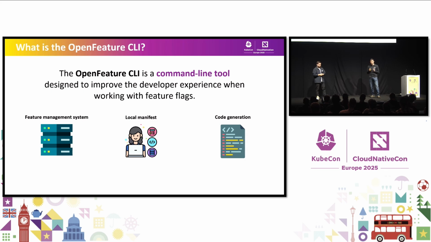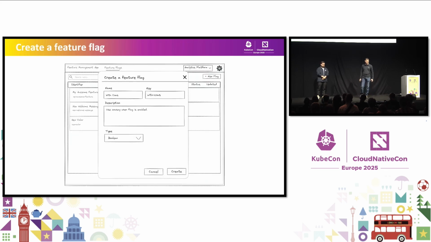We also have this concept of a local manifest, so we want to be able to fetch from that flag management system and keep a reference of the flags in your repo. And then using that, we can do code generation. There's also a lot of other opportunities that we won't touch today, but I think the future is quite bright with this relatively simple concept. Let's take a look at the user flow.